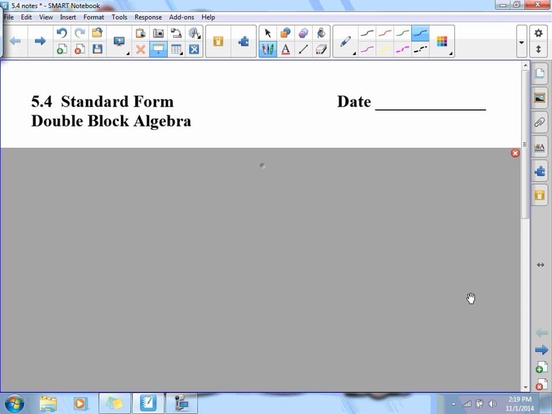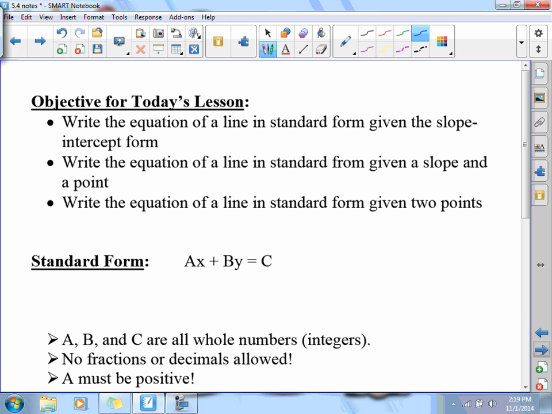These are the notes for section 5.4 entitled Standard Form. And today we're going to write the equation of a line in standard form when we're given the slope-intercept form. We're also going to write the equation of a line in standard form when we're given just a slope and a point. So we might have to use point-slope form first. And then we're going to write the equation of a line in standard form from just two given points.